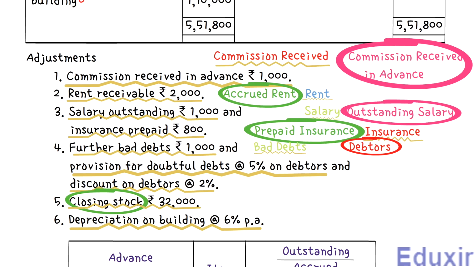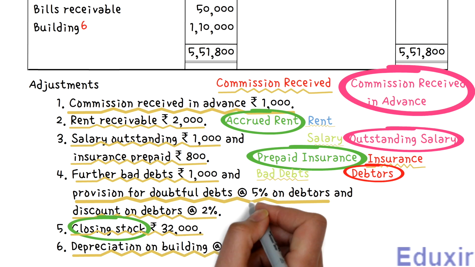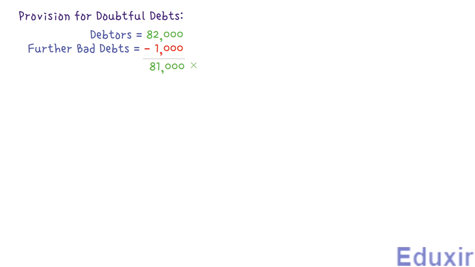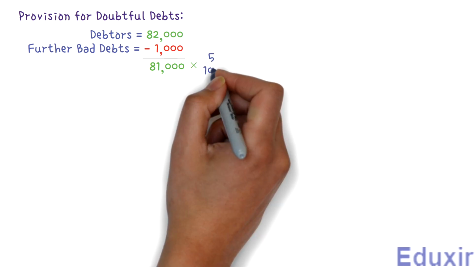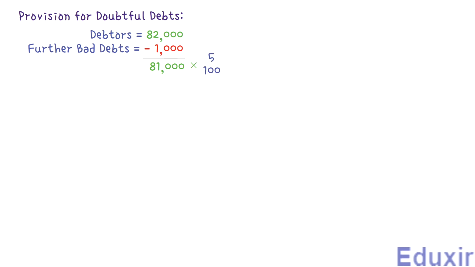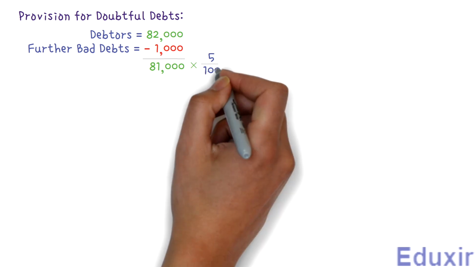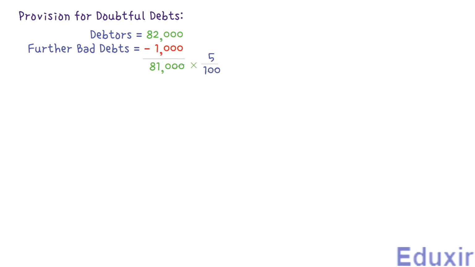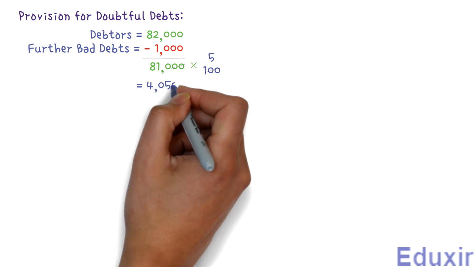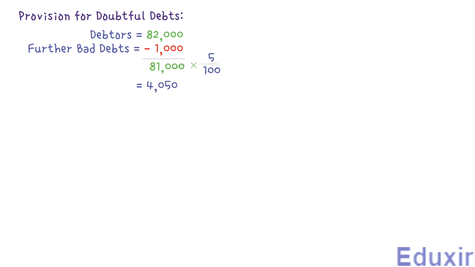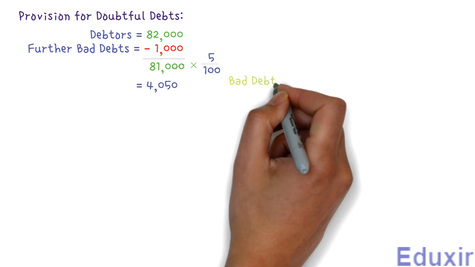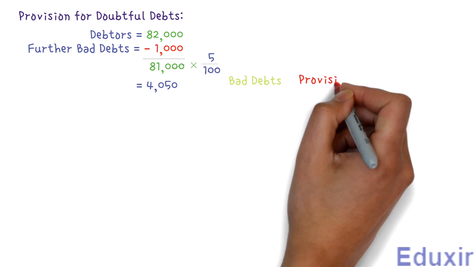Now, it is given in the adjustments that the provision for doubtful debts is 5% on the debtors. So, let's multiply these 81,000 rupees with 5 upon 100. This will give us the provision for doubtful debts. Let us cancel 2 zeros in 100 for the 2 zeros in 81,000 rupees. If we multiply the remaining 810 rupees with 5, we get 4050 rupees. This is the provision for bad debts. The corresponding entries are to debit the bad debts account and to credit the provision for doubtful debts account.